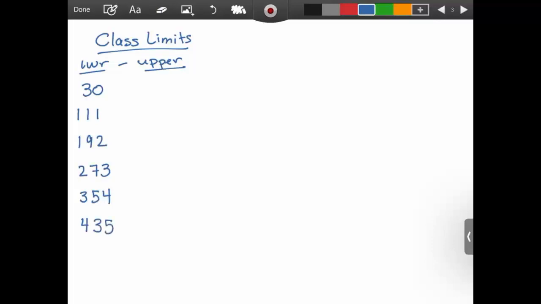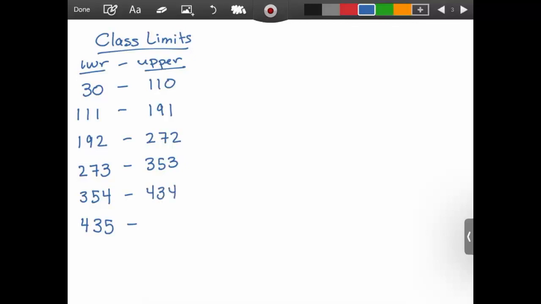All right. Now, the upper limits are just going to be one less than the lower limit of the next group. So since we see here that the second group starts at 111, our first group is going to end at 110. Okay, similarly, the next group is going to end at 191. The next group is going to end at 272. And then 353. Then 434.